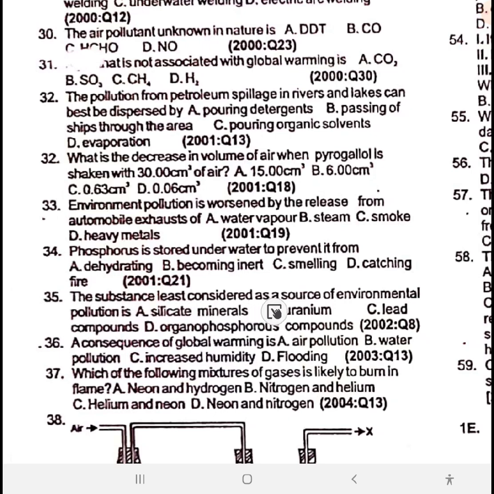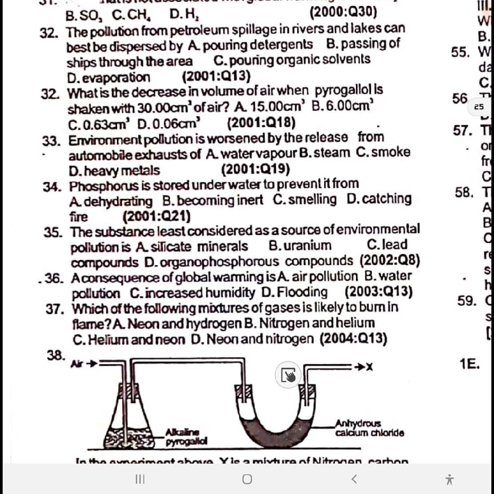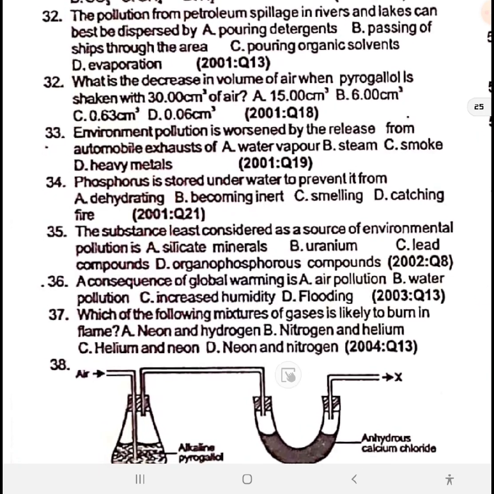35. The substance least considered as a source of environmental pollution is silicate minerals, option A. 36. A consequence of global warming is flooding, option D. 37. Which of the following mixture of gases is most likely to burn in flame? Remember, noble gases will not burn. So neon and hydrogen. Neon would not burn, but because there's hydrogen, it will burn.